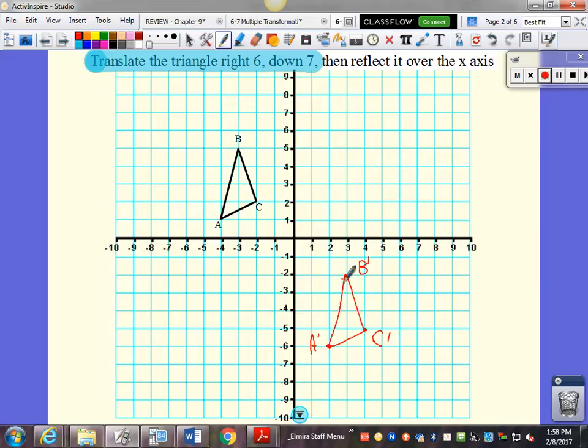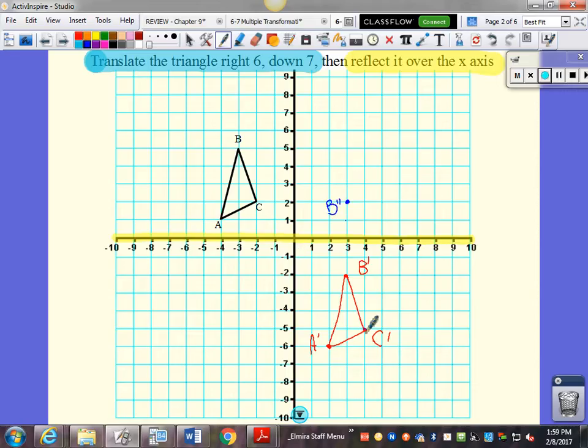Then the next direction says reflect over the x-axis, and you have to do that second. So here's the x-axis. A little bigger. Here's my x-axis. All right, and I'm just heading up toward it. So 2 counts to get to the x-axis and 2 counts on the other side. That's B, and that's a double prime since that's the second image.